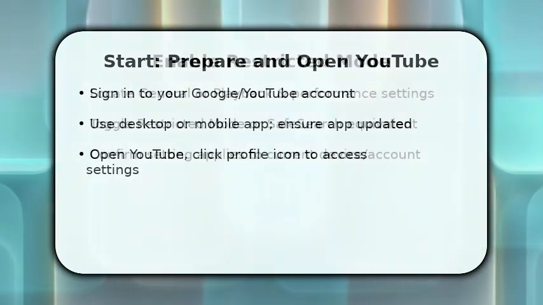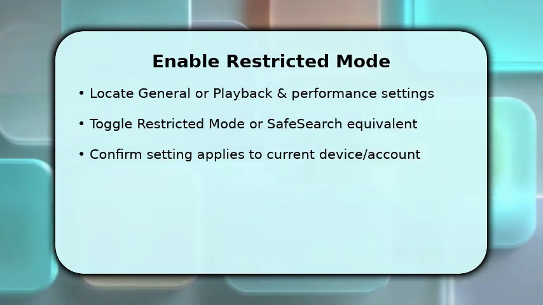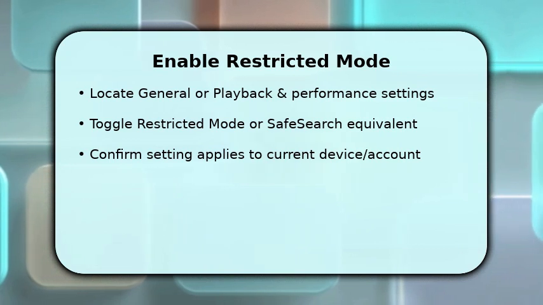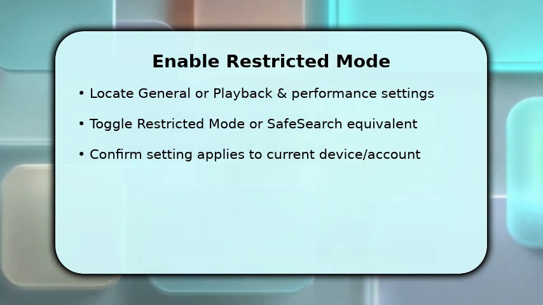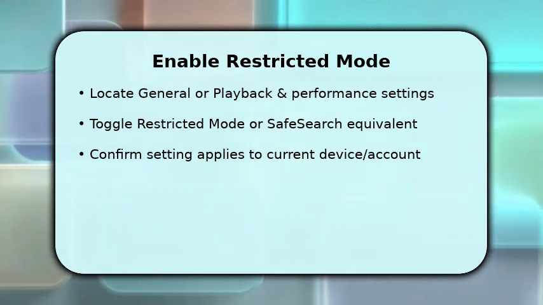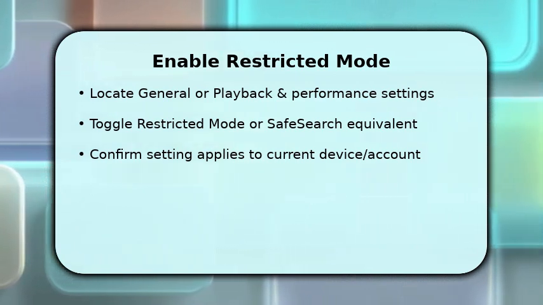You now enable the filter that restricts mature content. In Settings, choose General Mobile, or at the bottom of the desktop page, find Restricted Mode. Toggle Restricted Mode on. If prompted, lock it with your Google account to prevent changes by others. Once done, refresh the page or restart the app to ensure the filter takes effect.